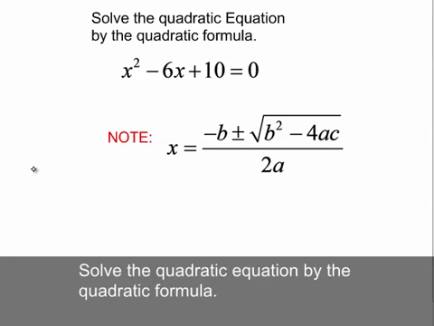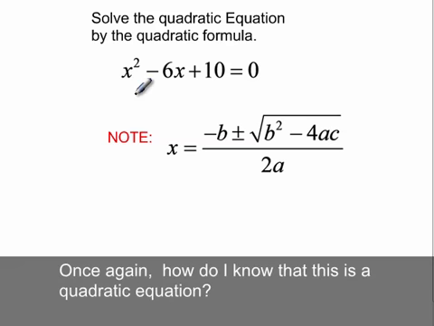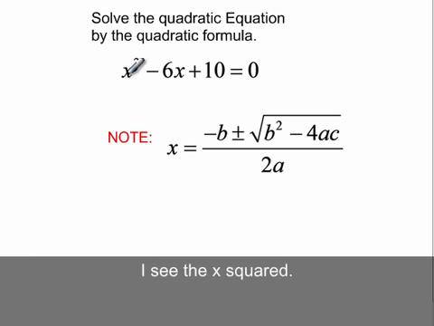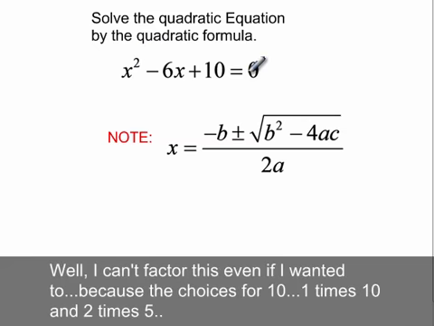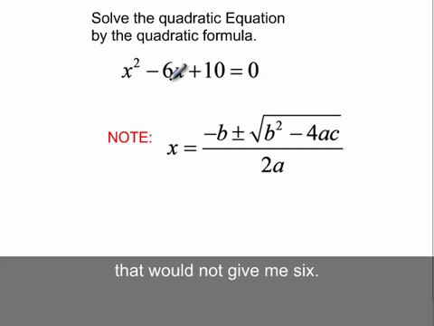Solve the quadratic equation by the quadratic formula. Once again, how do I know this is a quadratic equation? I see the x squared. Well, I can't factor this even if I wanted to, because the choices for 10 are 1 times 10 and 2 times 5, and that would not give me 6.